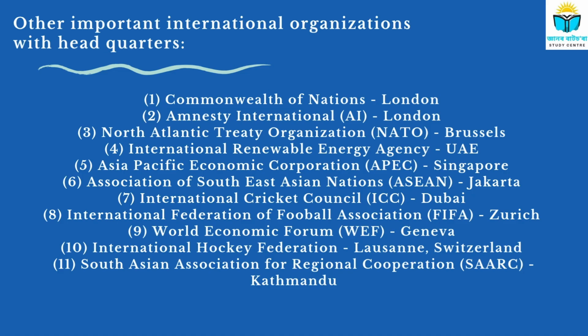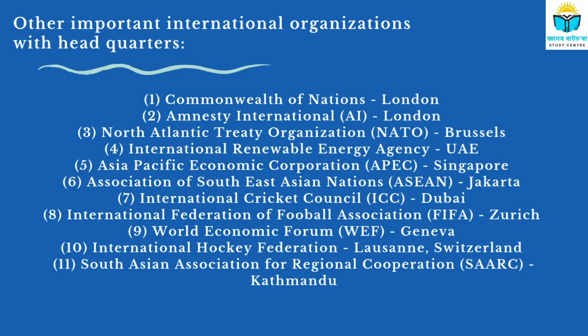First, Commonwealth of Nations. Headquartered in London, it's a group of nations, mostly former British colonies, working together for development and cooperation. Second is Amnesty International, in short AI. Also based in London, it works globally to protect human rights and fight against injustice. Next one is North Atlantic Treaty Organization, in short NATO, headquartered in Brussels. It's a powerful military alliance formed for collective defense.